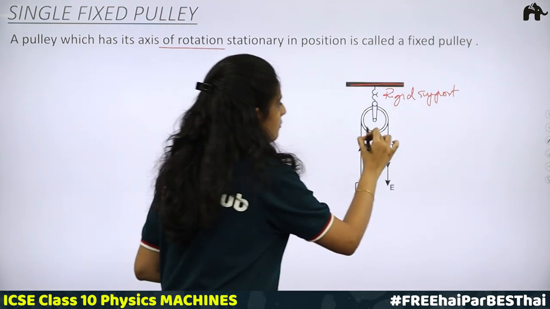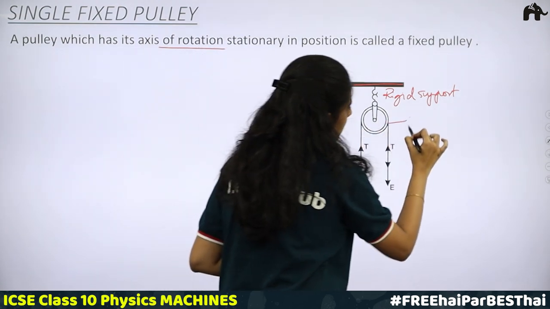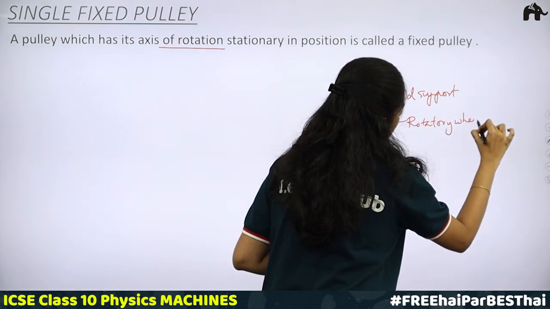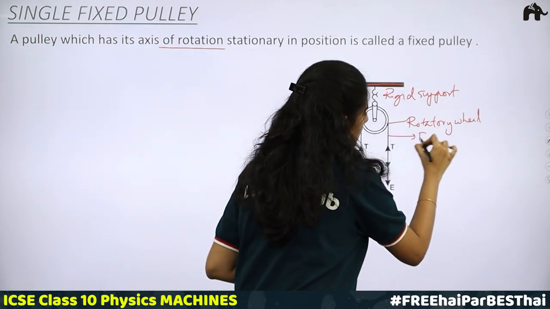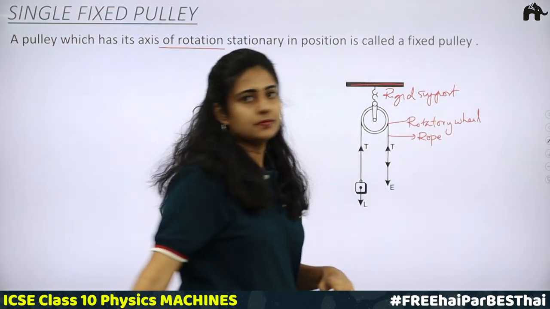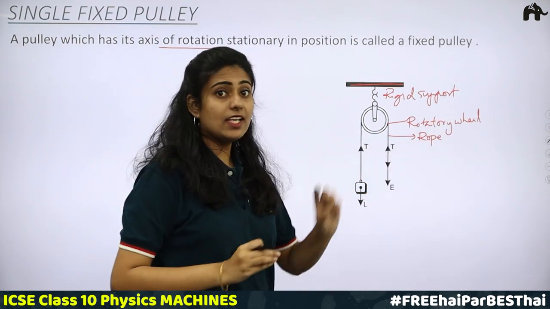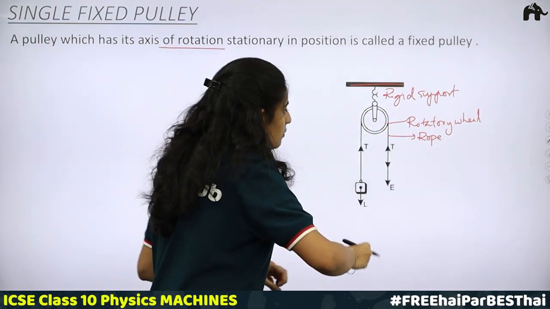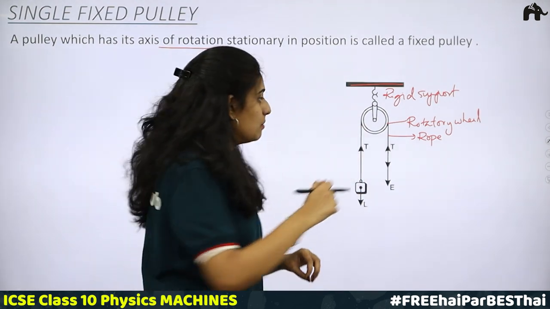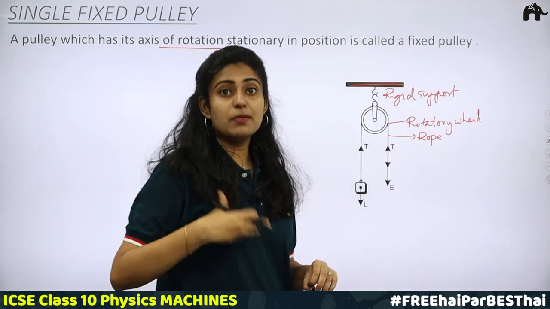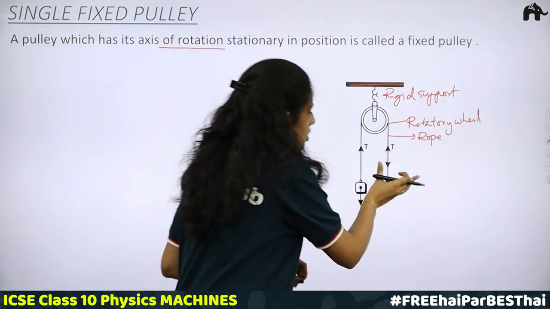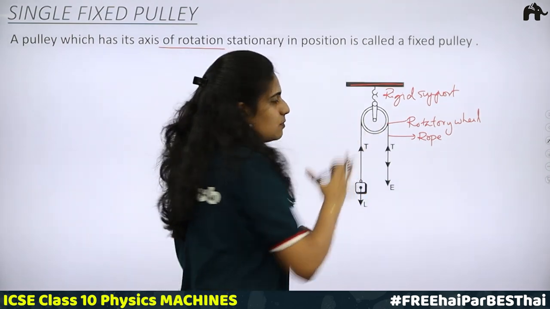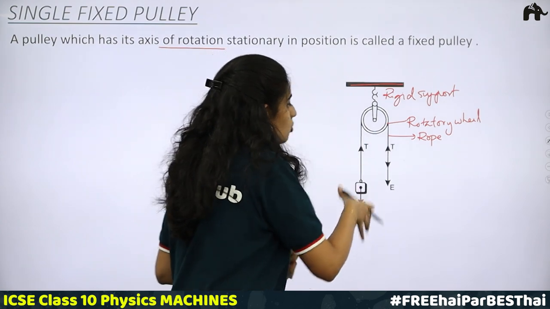Here you can find a rotatory wheel. This is your rotatory wheel. And we have the rope. This is your rope. Now, why is this used? We know that to lift water from the well, applying force in the upward direction is difficult, but applying force in the downward direction makes it more convenient. To change the direction of application of force, we are using this system. The single fixed pulley is used in the case of a well to lift water from the well.